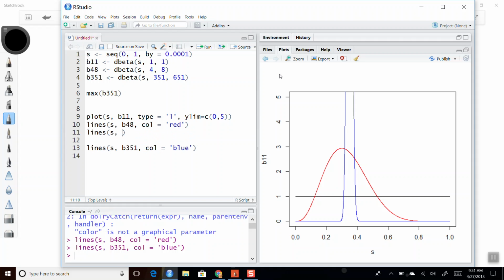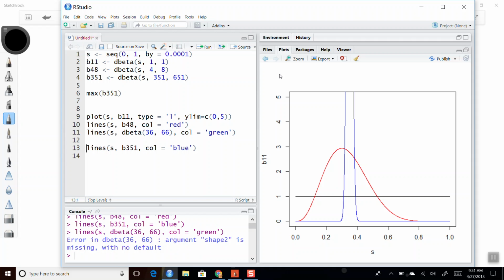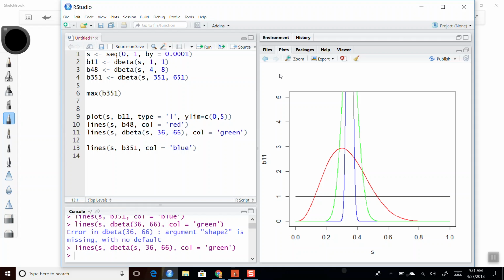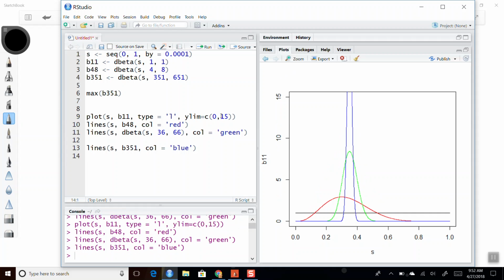So if I want to add lines s against dbeta with 36 and 66, with color equals green or something, we'd get something in between there. Maybe. And so that's with 35% or something like that. So what becomes possible and improbable, we'll update.